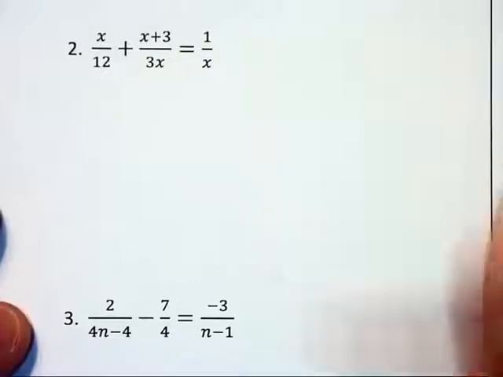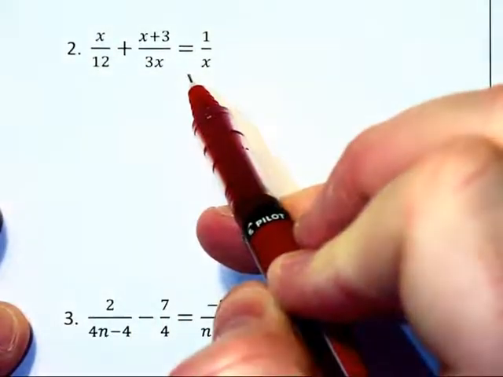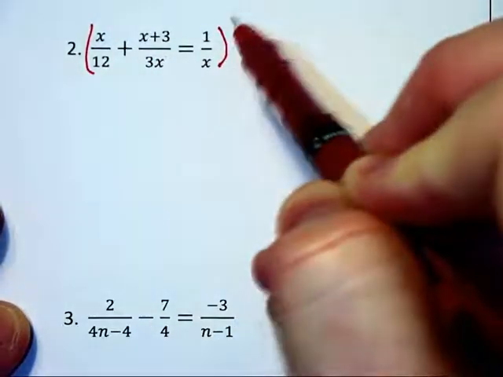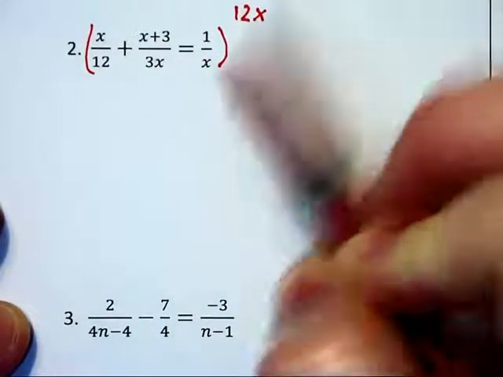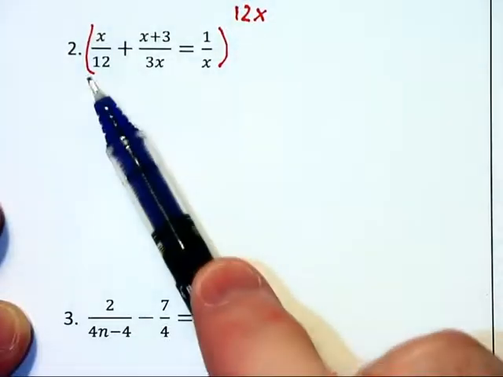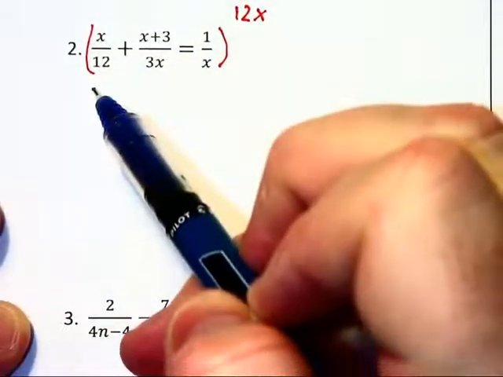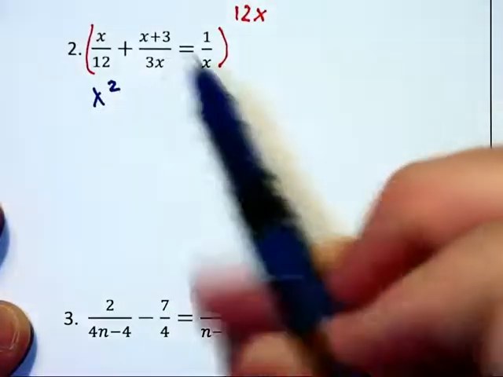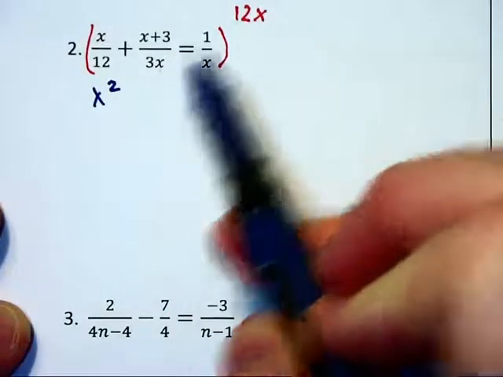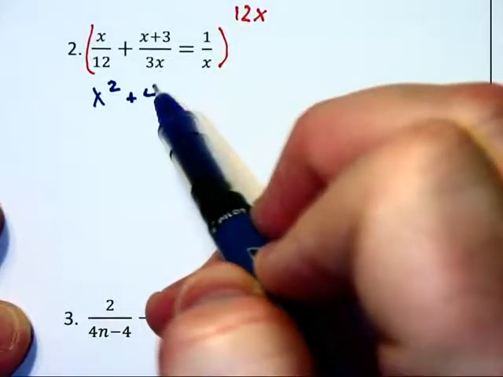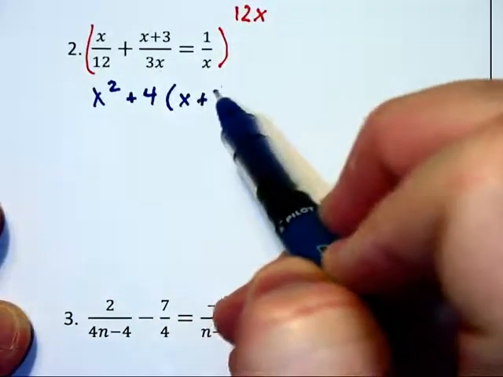In this next problem, the least common multiple that we want to multiply through by is 12x. So when we multiply through by 12x on each side, in the first fraction, the 12's will cancel, leaving x times the x that's already there, so we have x squared. In the second fraction, not only does the x cancel, but 3 cancels with the 12, giving you 4 times the x plus 3 that's already there.